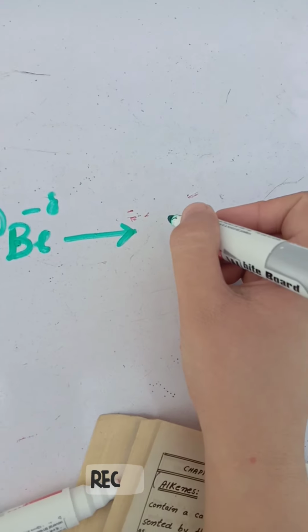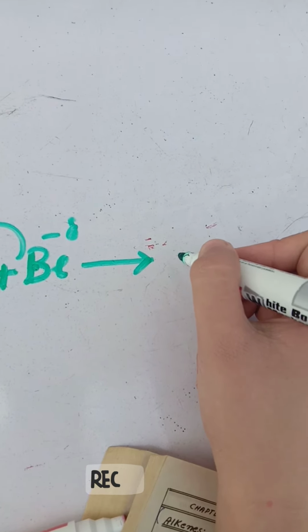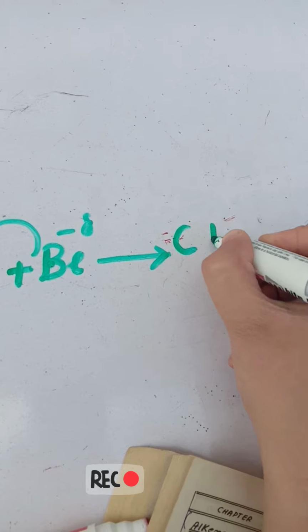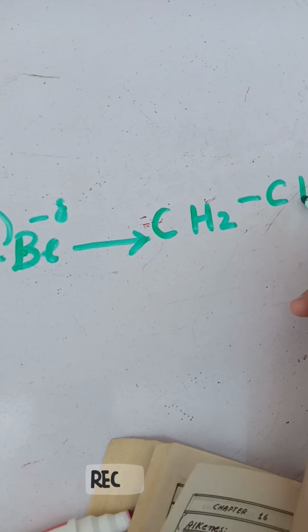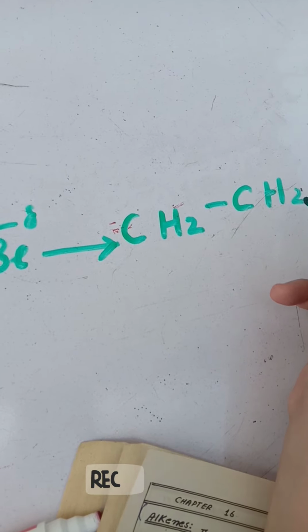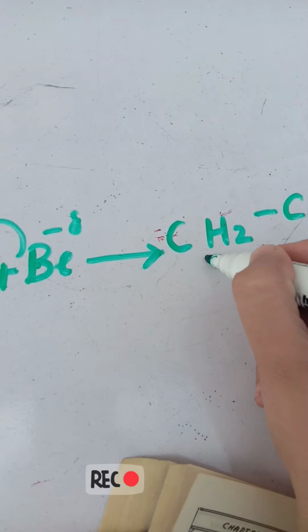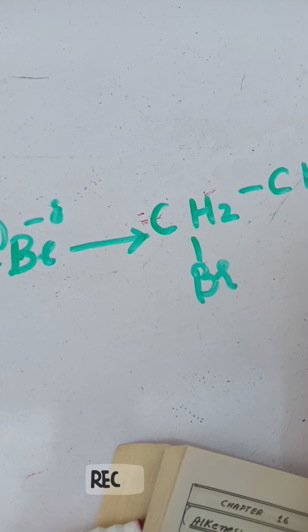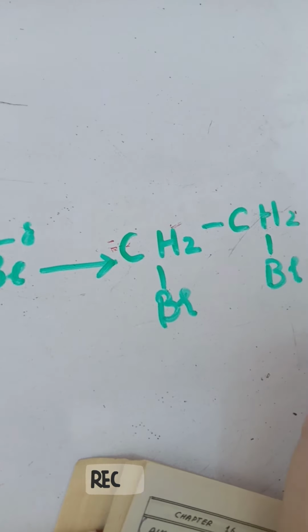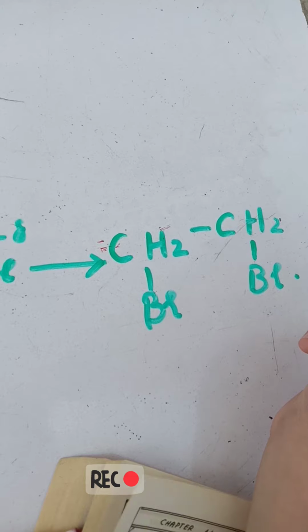What is the structure of the dibromoethane? We will again draw 2 carbon atoms with the 2 hydrogen atoms. 2 hydrogen atoms are present with 1 carbon and the 2 hydrogen atoms are present with another carbon. So I'll draw positive bromine with this carbon atom and the negative bromine with this carbon atom. So this is the end of my first reaction.